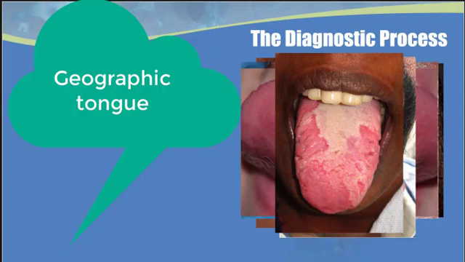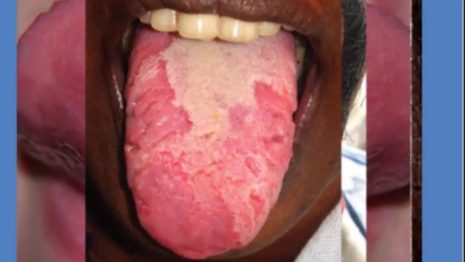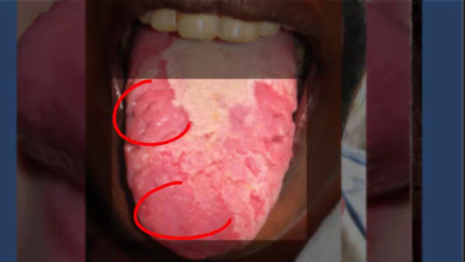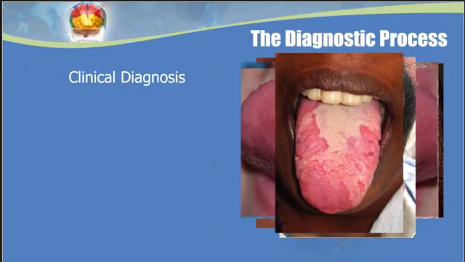Geographic tongue. Now this one can really seem scary to an untrained eye because it has the appearance of erythroplakia, but it's not truly erythroplakia. If we look carefully, there is a loss of filiform papillae, which leaves a smooth appearance to the tongue, and that smoothness, when compared to the area around it, makes it appear that there's erythroplakia, but we know as professionals this is just a benign migratory glossitis.